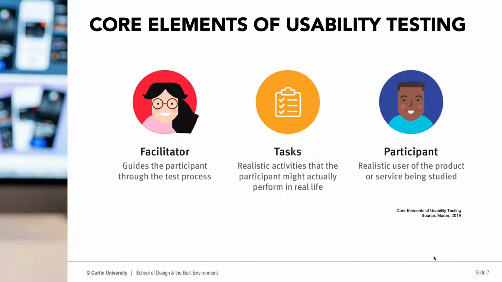Now, the core elements of usability testing, when you boil it down to its most simple components, is you've got the facilitator. Now, the facilitator basically guides the participant through the test process. In formal usability testing, like for those of you who go on to work in the UX industry as UX researchers, there's actually another role. So there's a facilitator and then there's the observer, and usually they're 2 different people.